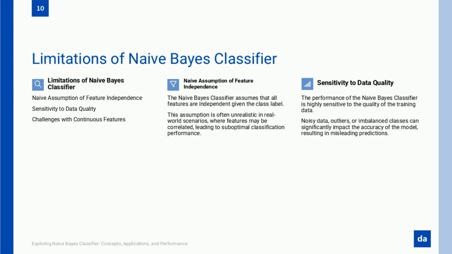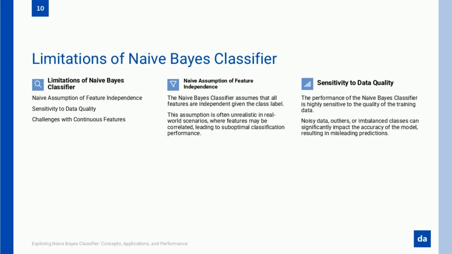Next, there's sensitivity to data quality. Naive Bayes relies heavily on the quality of the data it's given. If the data contains noise, outliers, or imbalanced class distributions, the model's performance can degrade significantly. For example, in a dataset where one class is vastly underrepresented, naive Bayes might struggle to learn its characteristics and produce biased predictions. Similarly, noisy or inconsistent data can skew the probability calculations, leading to misleading results.